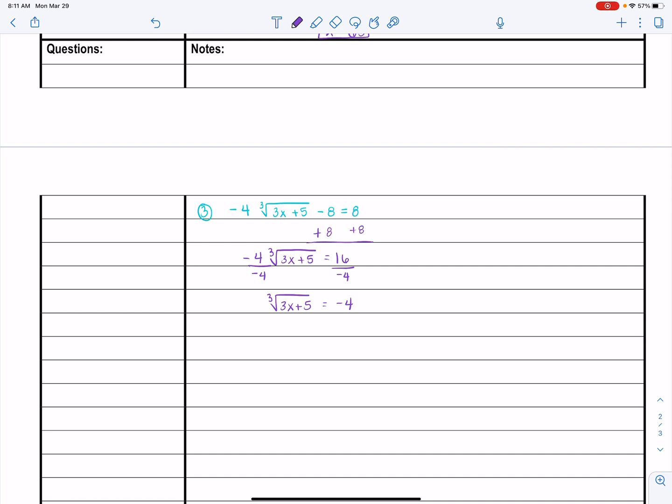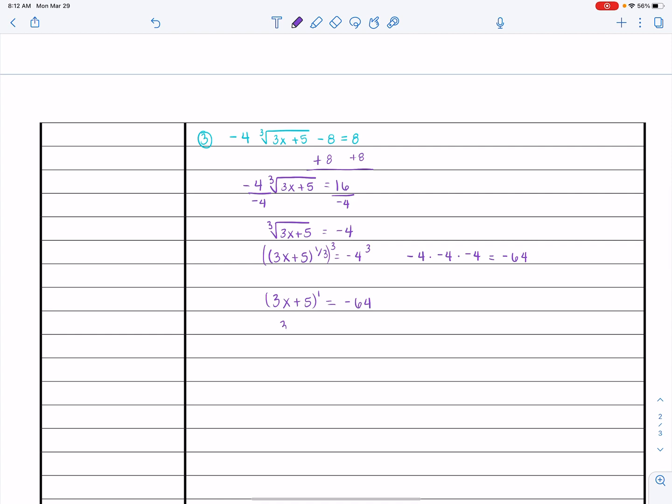So let's keep going. We're going to turn this into 3x plus 5 to the 1/3 power. To get rid of that power, we're going to cube both sides. So I have 3x plus 5 now to the first power equals negative 4 times negative 4 times negative 4, which is negative 4 cubed, and it's negative 64. So keep going. 3x plus 5 equals negative 64, minus 5. So 3x equals negative 69. Divide by 3. X equals negative 23. And that's it.